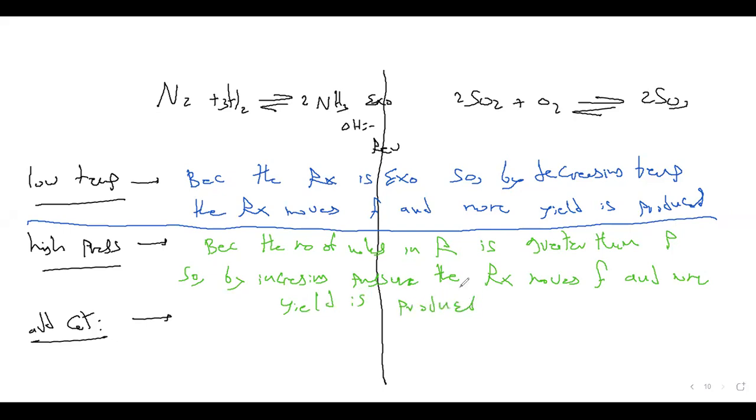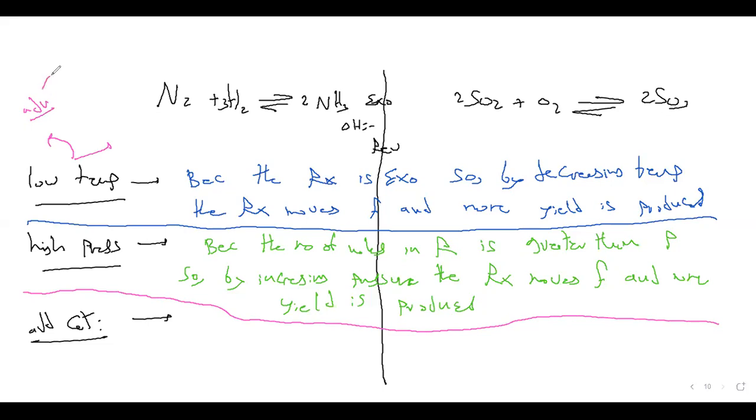Number 3, why are you adding catalysts? You will find that we are decreasing temperature. This means that we have one advantage and one disadvantage. Advantage, more yield. Disadvantage, a slow rate of reaction because you are decreasing temperature. So the improvement is to add a catalyst to speed up the reaction.